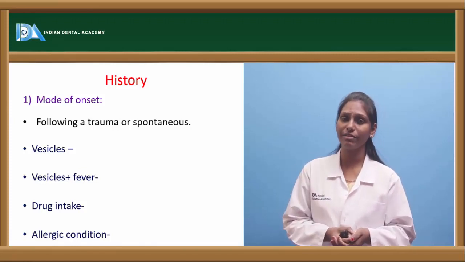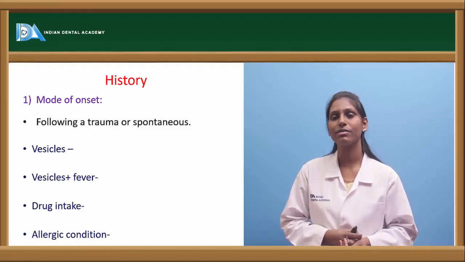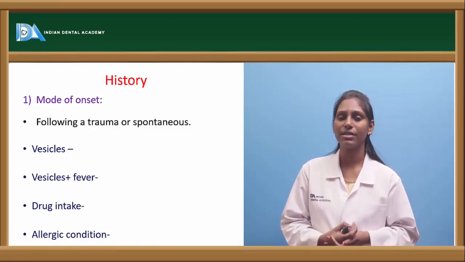Sometimes there can be vesicles with fever. Most commonly, prodromal symptoms of fever can be seen in viral infections. Some ulcers can occur based on intake of drugs such as NSAIDs.